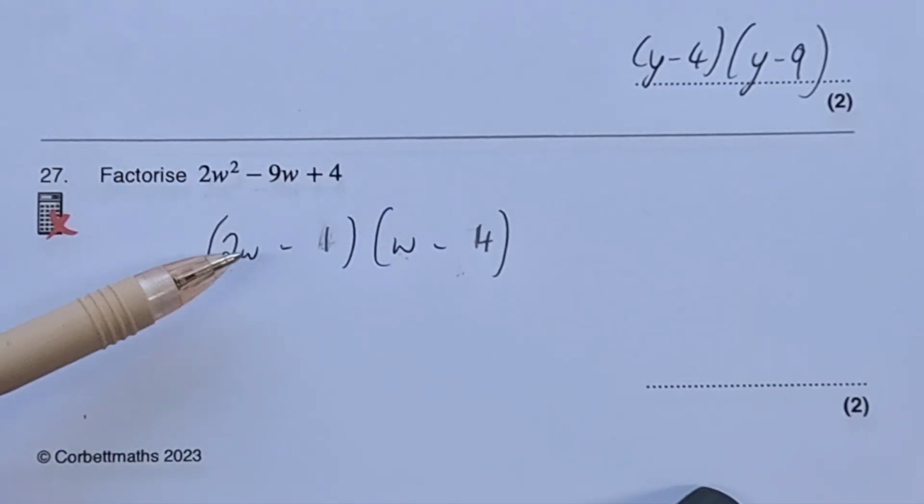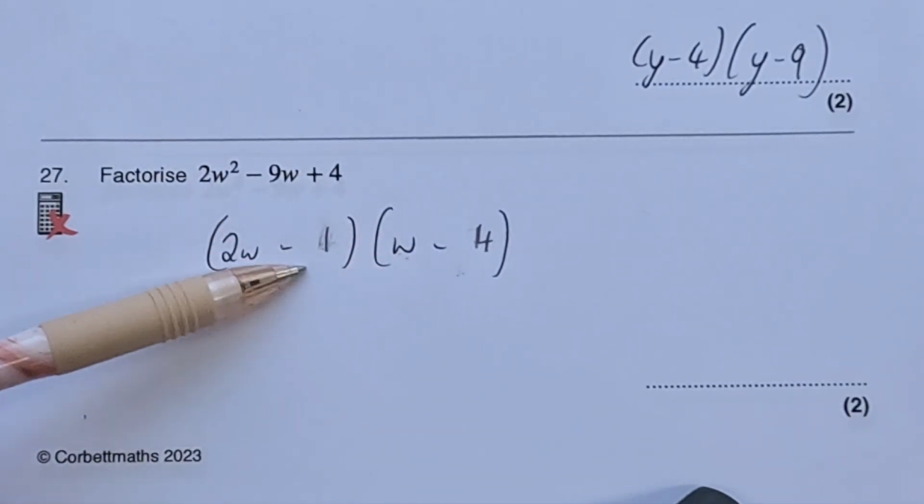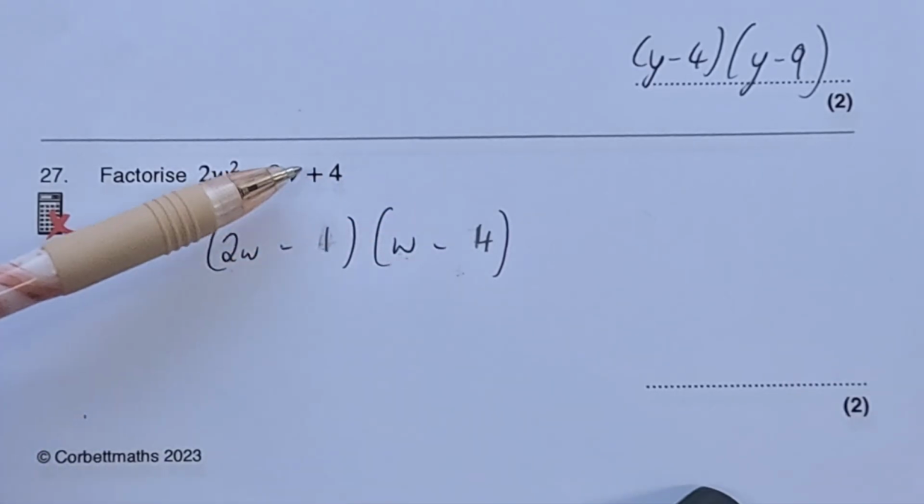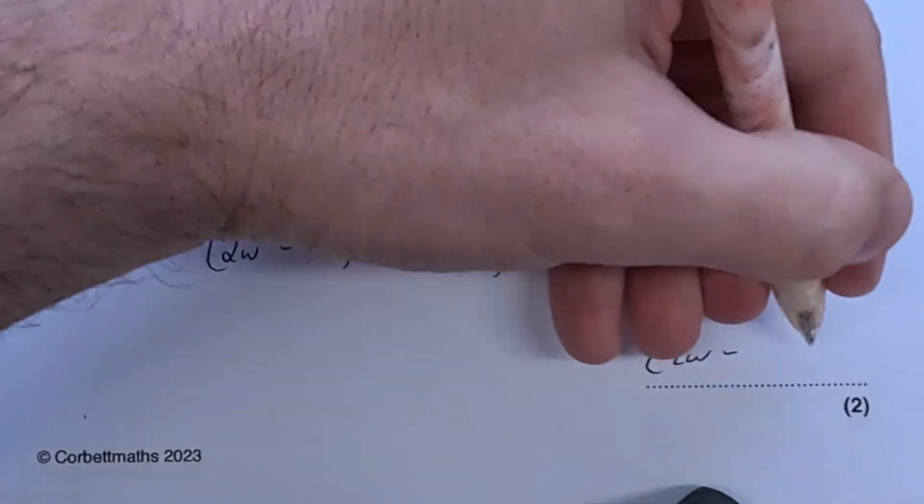So let's just check it's right. 2w times 2w is 2w squared. 2w times minus 4 will be minus 8w. Minus another w will be minus 9w. And then you've got your minus 1 times minus 4, which is 4. So that's it. That's the right answer. So 2w minus 1, and then in brackets, w minus 4.